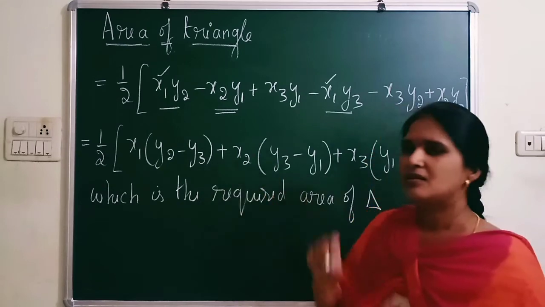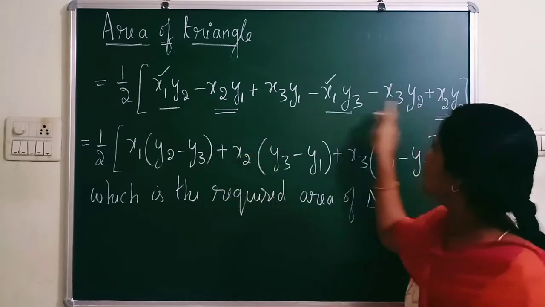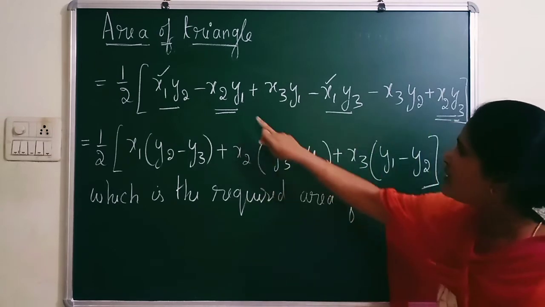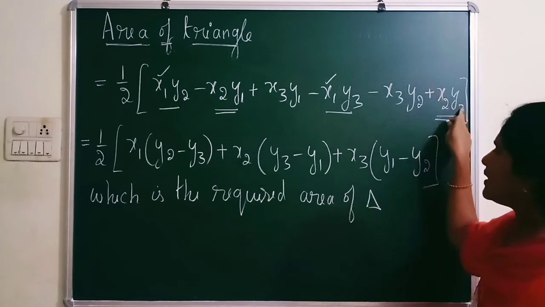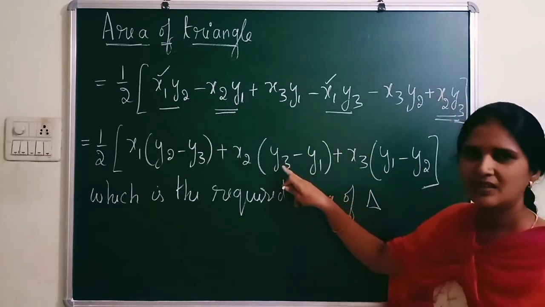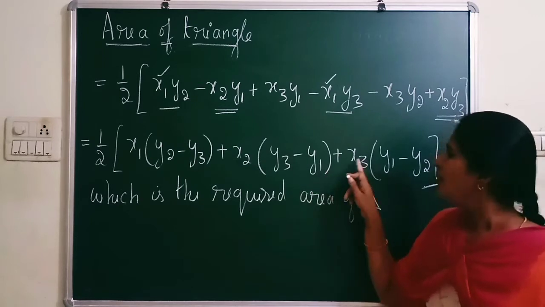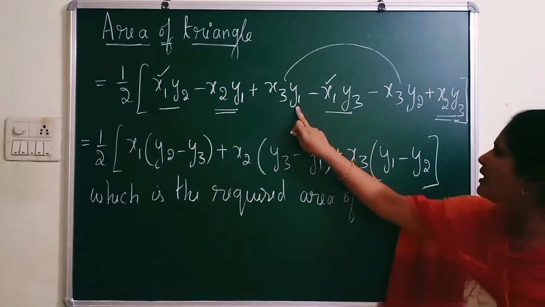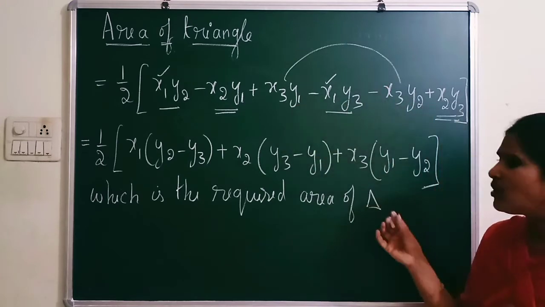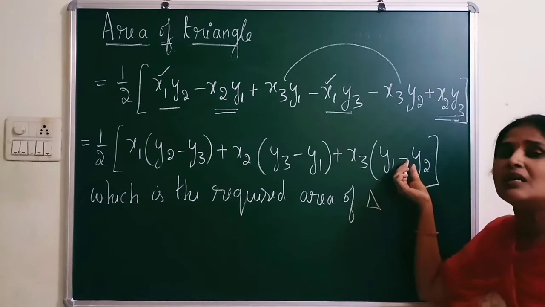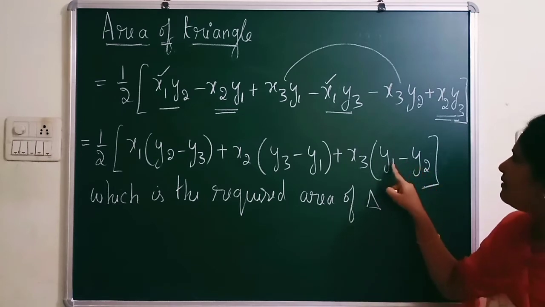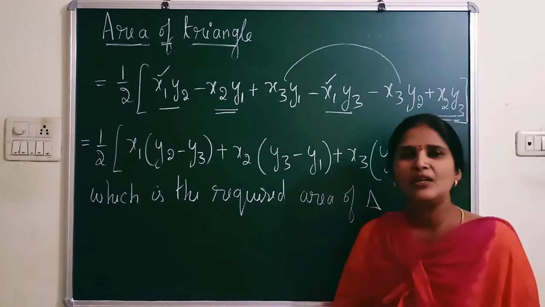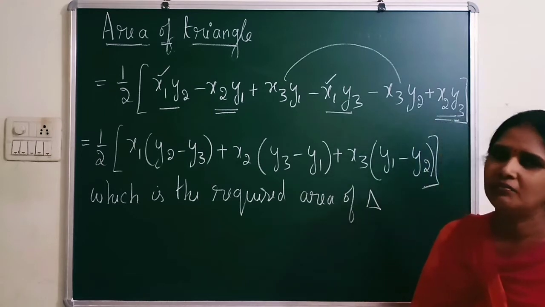So in the bracket, when I take x1 common, it is remaining y2 minus y3 plus. Next, in these two terms, what is common? x2 is common. So in the bracket, what is remaining? Minus y1 plus y3. So instead of writing minus y1 plus y3, we will write y3 minus y1 plus. In the remaining two terms, x3 is common. So what is remaining? y1 minus y2. Remember, after taking common, you have to write the terms with sign inside the bracket. So this is nothing but the area of triangle in Cartesian plane.